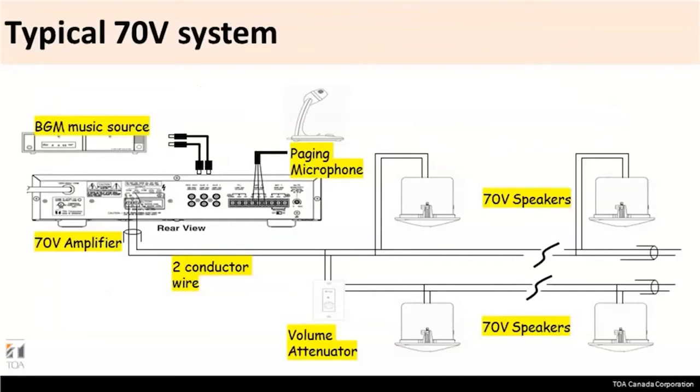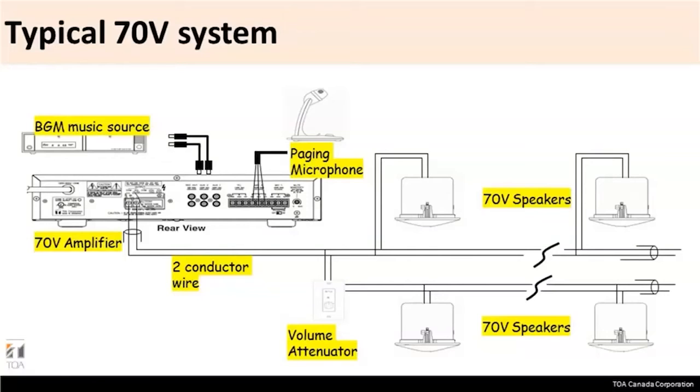Okay, here we are talking about a typical 70 volt system, very similar to what it was before, but this is going to be working on a 70 volt. So as you can see, we have our BGM input source. It could be DVD, it could be a streaming device, it could be your cell phone. You also have paging microphones, right? For making emergency or regular announcements.